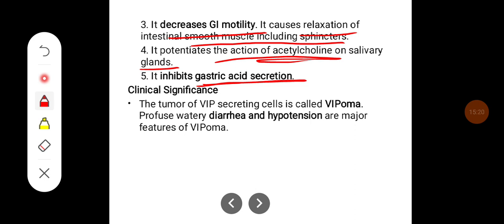So the clinical significance is that the tumor of VIP secreting cells is called vipoma. The profuse watery diarrhea and hypotension are the major features of vipoma.